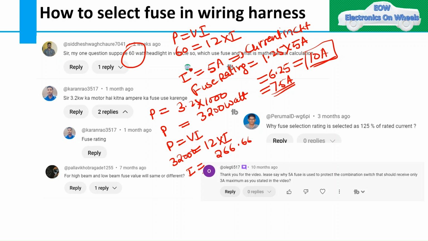So this particular fuse you can use. You can see the current is very high. So in this case, you should always use the mega fuses. So 266 amps came. Then you have to multiply with the 1.25 factor, right? So if I multiply with the 1.25 factor, it is coming around 332.